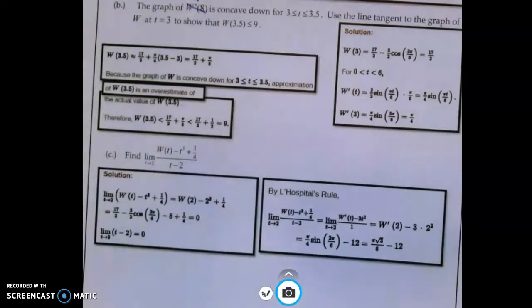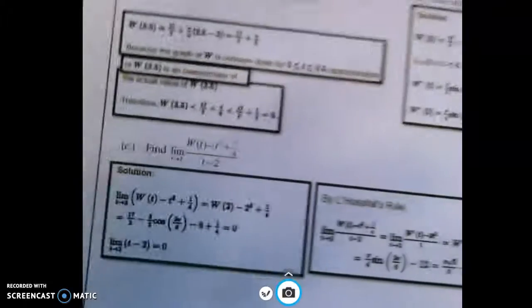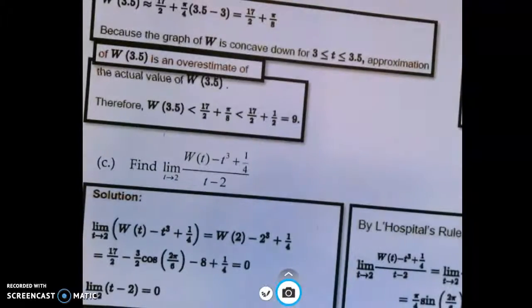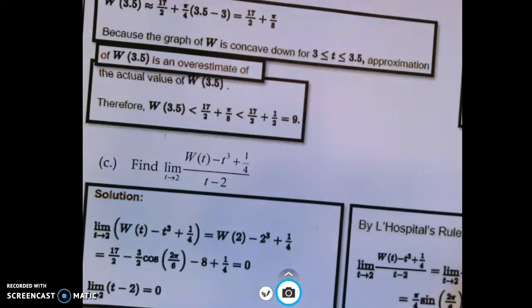Okay, part C. Find the limit as t approaches 2 of W of t minus t cubed plus 1/4, over t minus 2. First things first, we recognize the fact that we're doing limits, so it's the same type of multiple unit application that we were in unit 4, which will be unit 5, 6, and 7, same thing. So these will get more involved. But this looks like a really hard problem. Let's just start looking at this and say, geez, I don't know what to do with this.